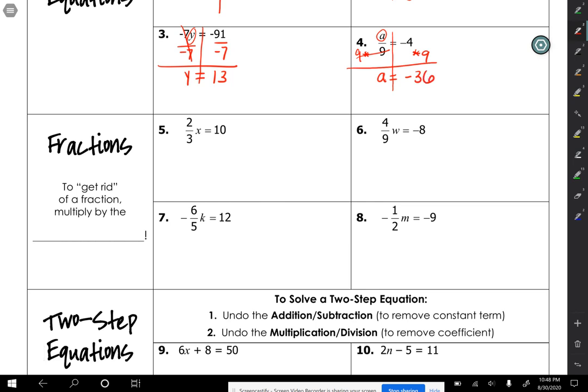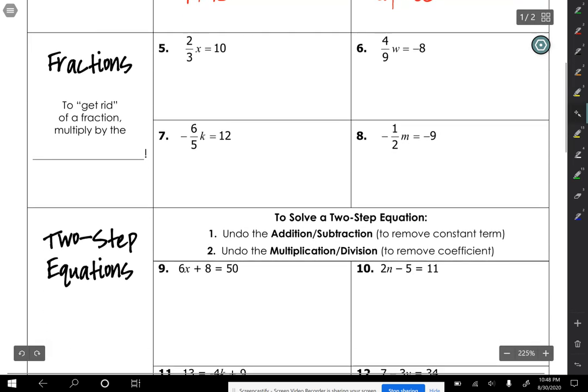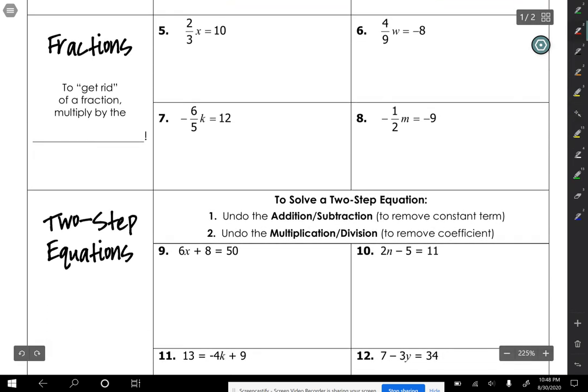Okay. All right. So fractions. To get rid of a fraction, multiply by the reciprocal. Okay. The reciprocal is just the fraction flipped upside down.